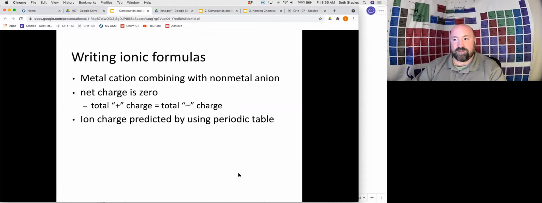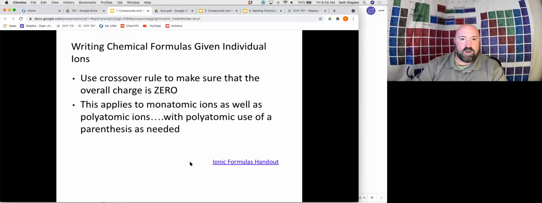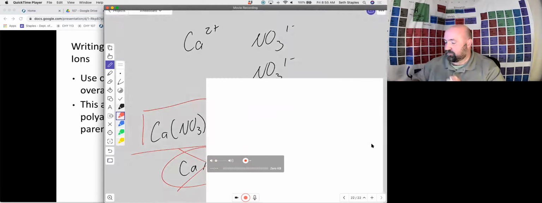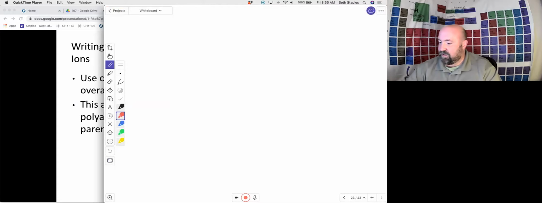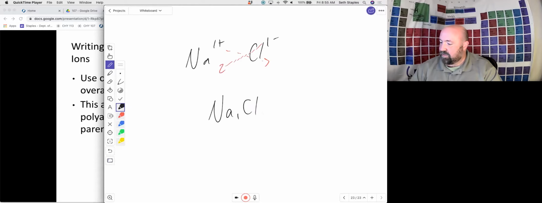So we've already talked about a lot of this. We can also use something that we call the crossover rule. Let's take a look at that. Let's say, for instance, a very simple formula, Na1+, Cl1-. The charge on one becomes the subscript on the other one. But the ones we don't actually show. I just did that for illustration purposes. If it's a 1, we don't show it, just like exponents.